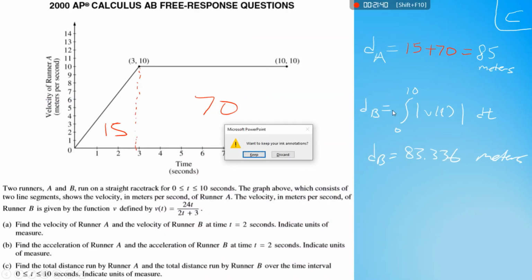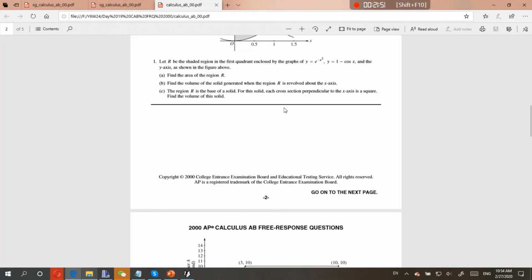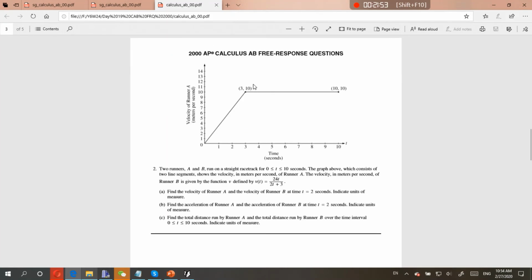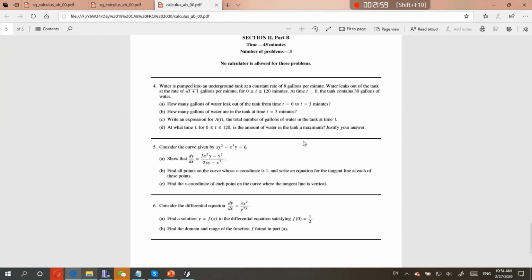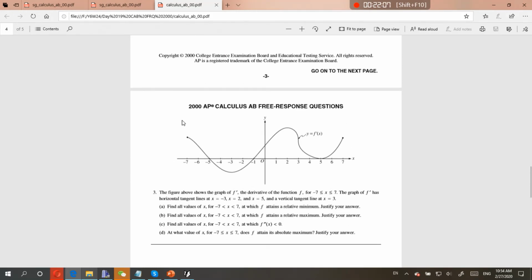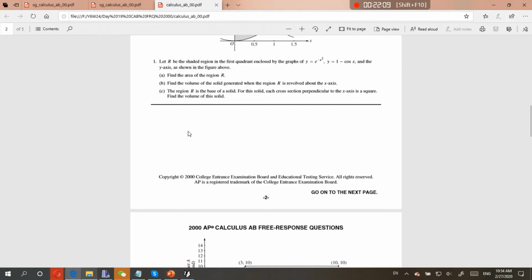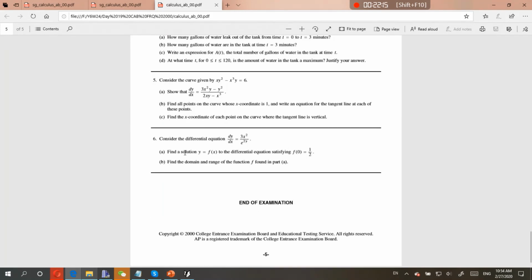Okay, for the homework, I sent the free response questions from 2000. We've already done question 2 today, and we've done question 4 yesterday. So for this weekend, due on Monday, will be the rest of the questions. So that's 1, 3, 5, 6 from 2000.